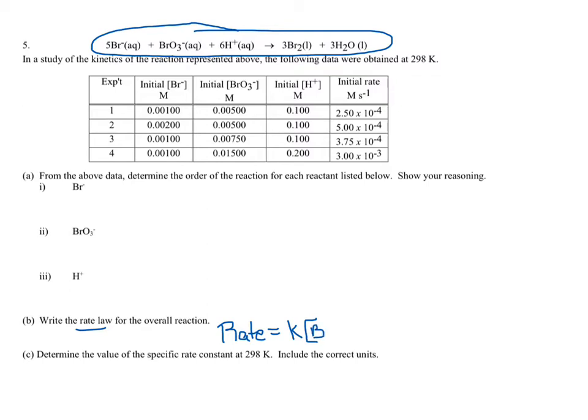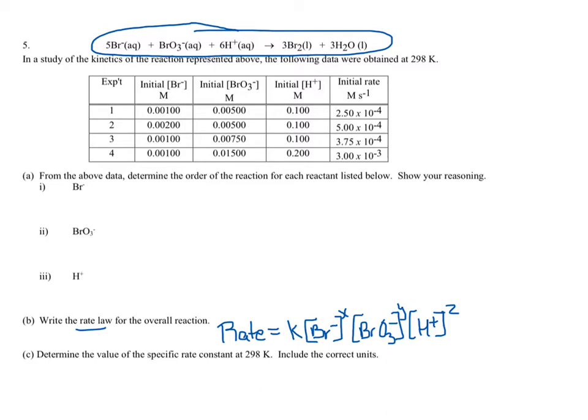So I see that there's a Br minus as a reactant. I see that there's a BrO3 minus as a reactant. I see that there's an H plus as a reactant, and the square brackets mean concentration in molarity. And I'm not quite sure yet how their concentrations are going to affect the rate. So a lot of times when you're just writing this generally, you might give them exponents x, y, and z. These exponents are called orders of the reaction, and they might be different with respect to each particular reactant. Each reactant has its own order.